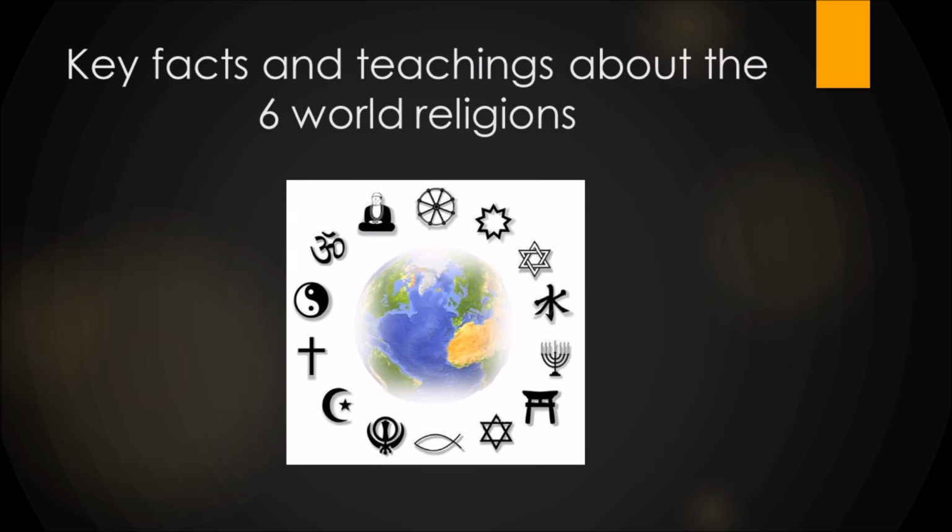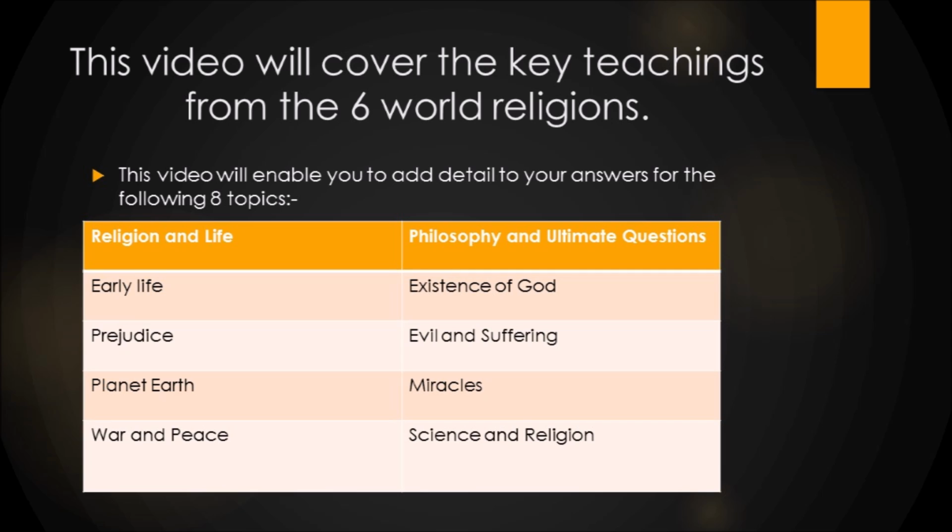This is my new video about the 6 world religions that we study for the AQA Religious Studies B GCSE. It will be useful for the 2 papers that we do, Religion and Life and Philosophy and Ultimate Questions. This video will help you add detail to your GCSE answers for the following topics.